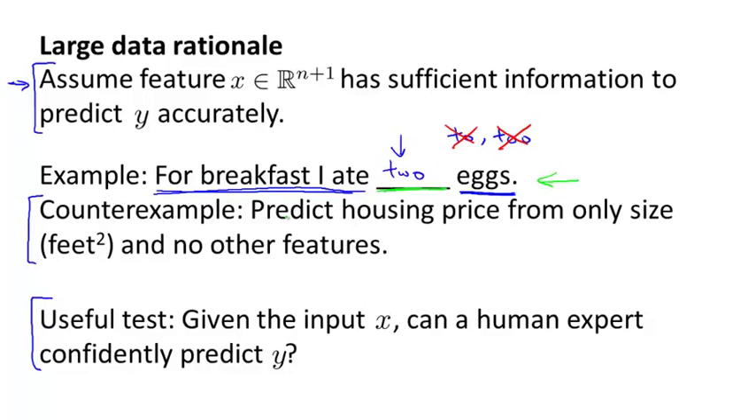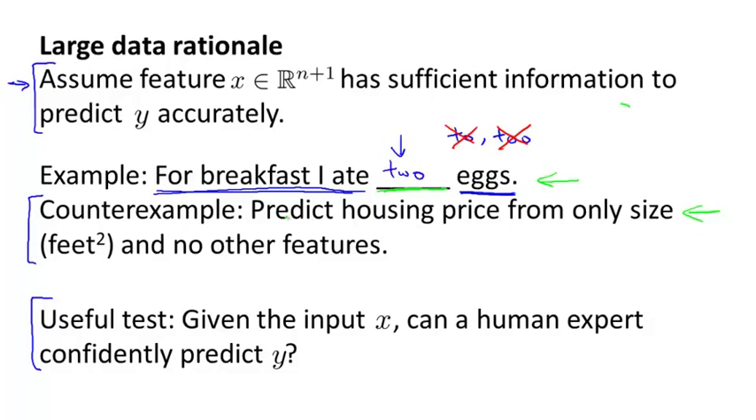But in contrast, if we go to an expert in house prices, like maybe an expert realtor, someone who sells houses for a living, and I just tell them the size of a house and ask them what the price is, even an expert in pricing or selling houses wouldn't be able to tell me. And so there's a sign that for the housing price example, knowing only the size doesn't give me enough information to predict the price of the house.